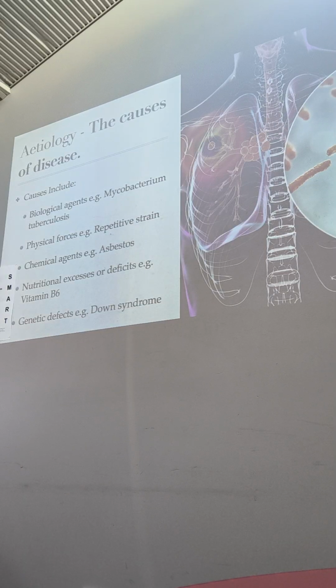So we talk about pneumoconiosis. That's a silicone dust disease kind of thing. So asbestos as well. And then nutritional excesses or deficiencies. So maybe not enough iodine can cause hypothyroidism. That is possible. Or too much vitamin B6.